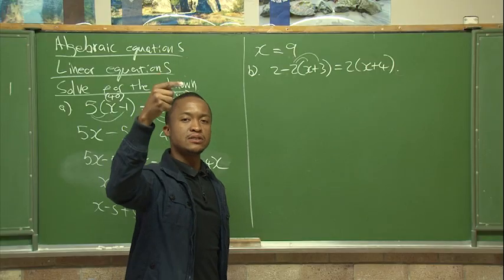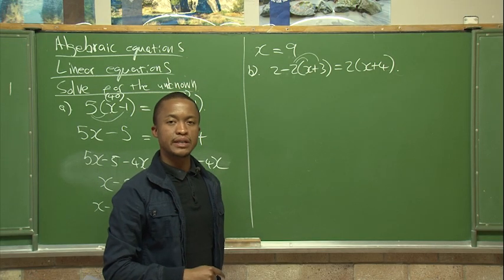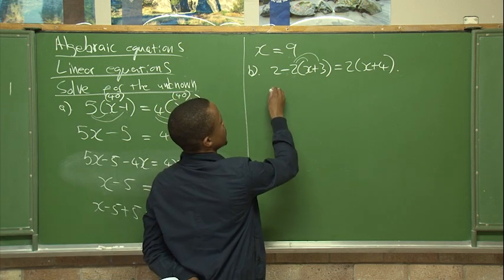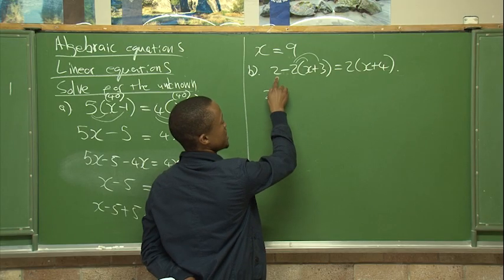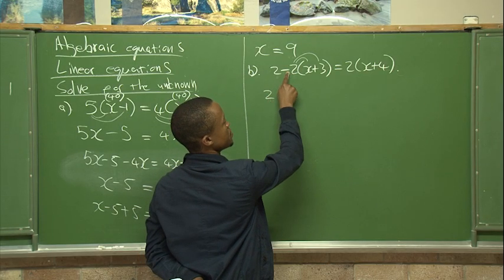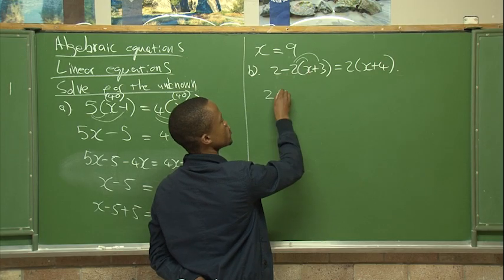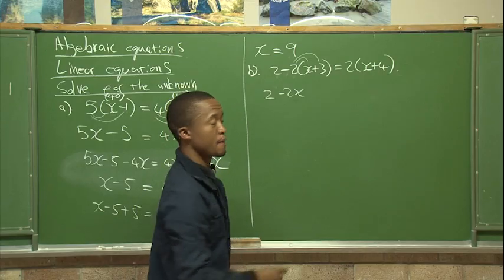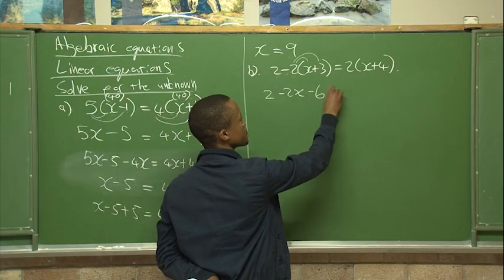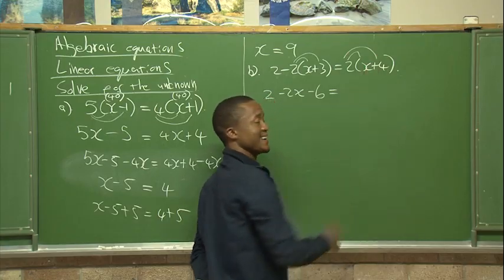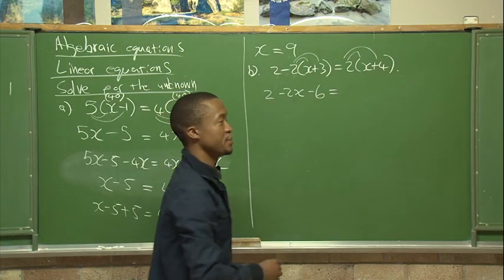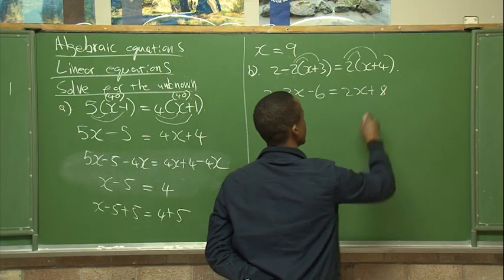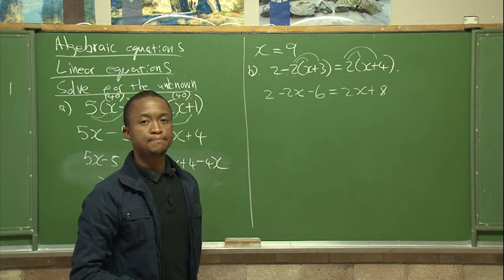Multiplication takes precedence over addition and subtraction. So remember the order of operations, BODMAS. Yeah? So we still have the factor of 2. We still have the term of 2. We then multiply negative 2 with x. Negative 2 times x will give us negative 2x. Negative 2 times positive 3 will get us negative 6. Still apply the distributive law on the right-hand side of the equation. 2 multiplied by x will get us 2x. 2 multiplied by 4 will be positive 8.